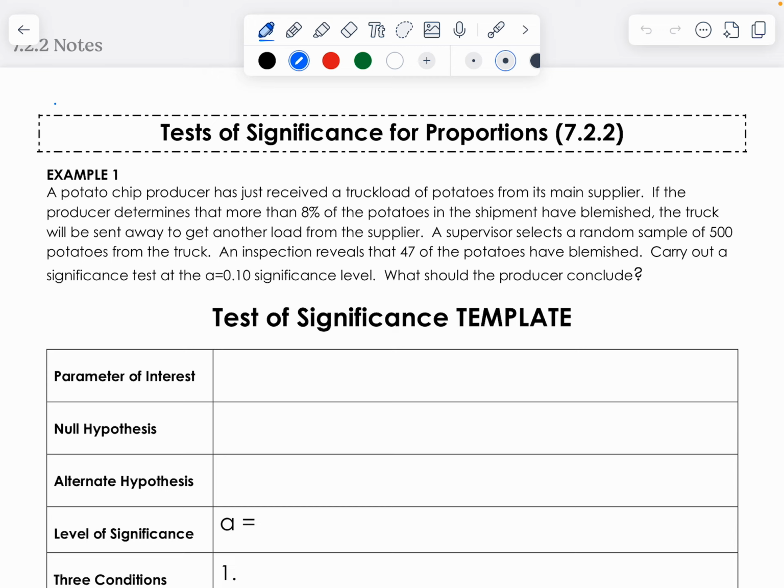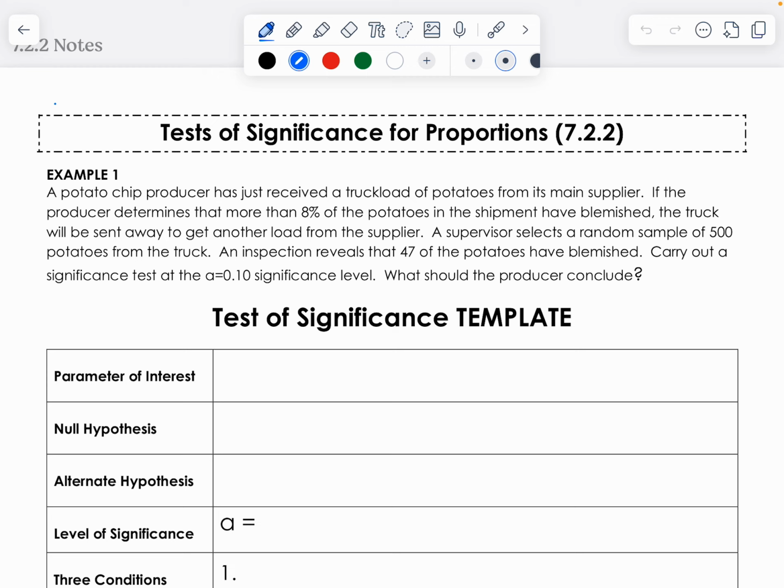It says a potato chip producer has just received a truckload of potatoes from its main supplier. If the producer determines that more than 8% of the potatoes in the shipment have blemished, the truck will be sent away to get another load from the supplier. A supervisor selects a random sample of 500 potatoes from the truck. An inspection reveals that 47 of the potatoes have blemished. Carry out a significance test at the 0.10 or 10% significance level. What should the producer conclude?